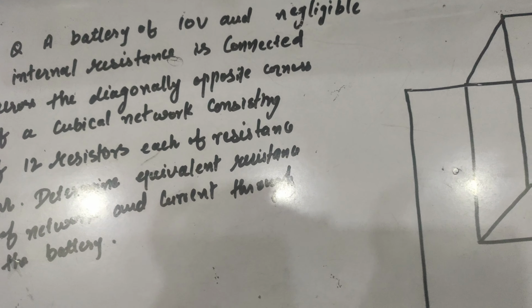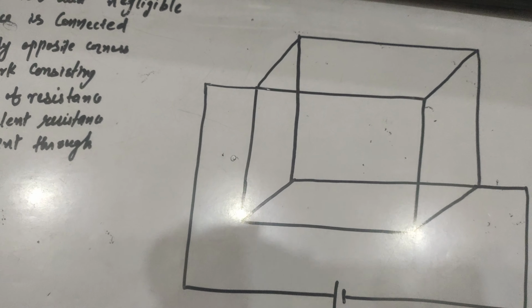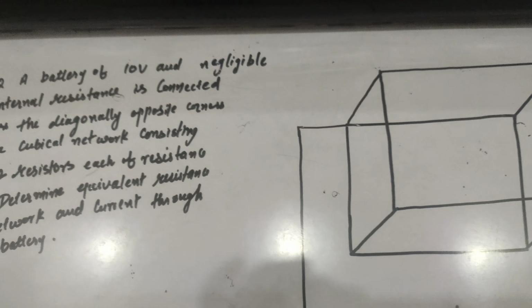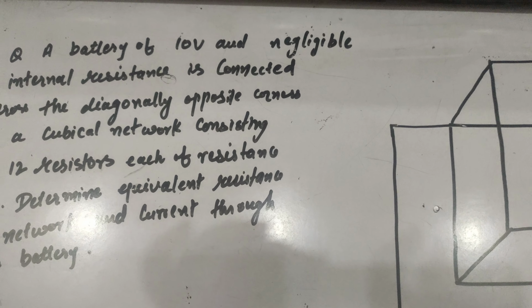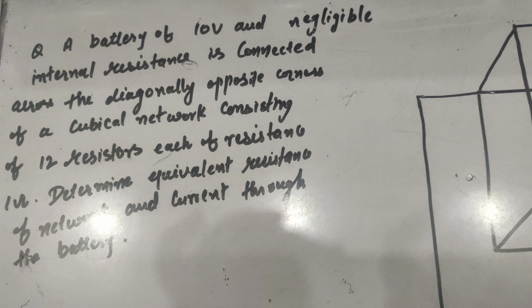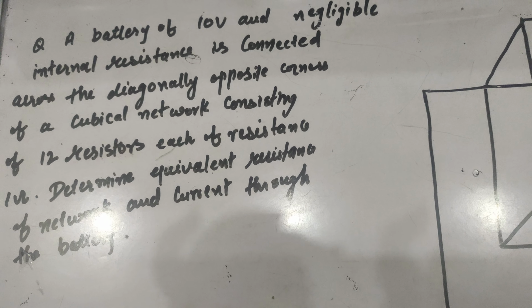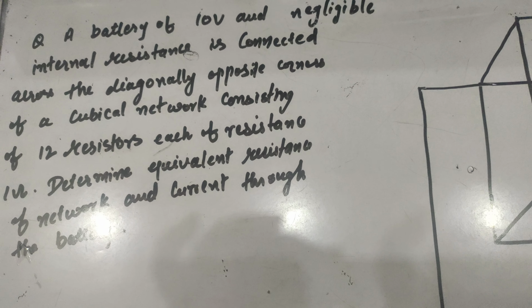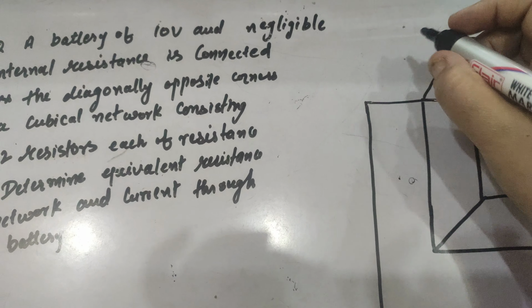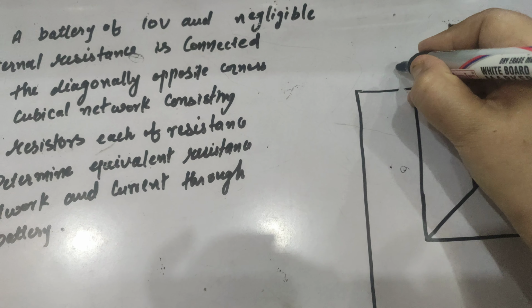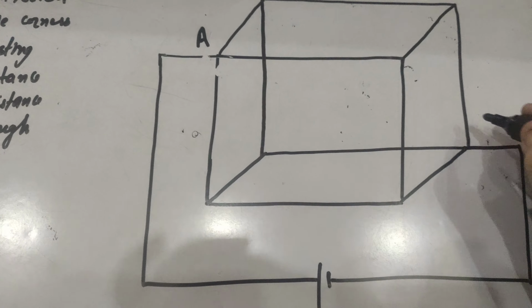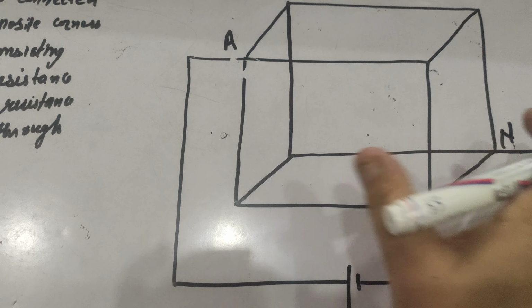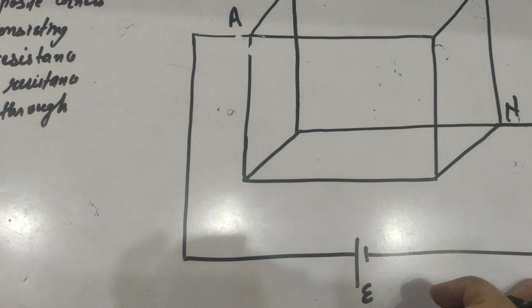Let us now solve questions like this cubical arrangement. You can see this is the cubical arrangement, and the statement is: a battery of 10 volt and negligible internal resistance is connected across the diagonally opposite corners of the cubical network. Diagonally opposite means this terminal A and this terminal N, right? So a battery is connected across these diagonally opposite corners.